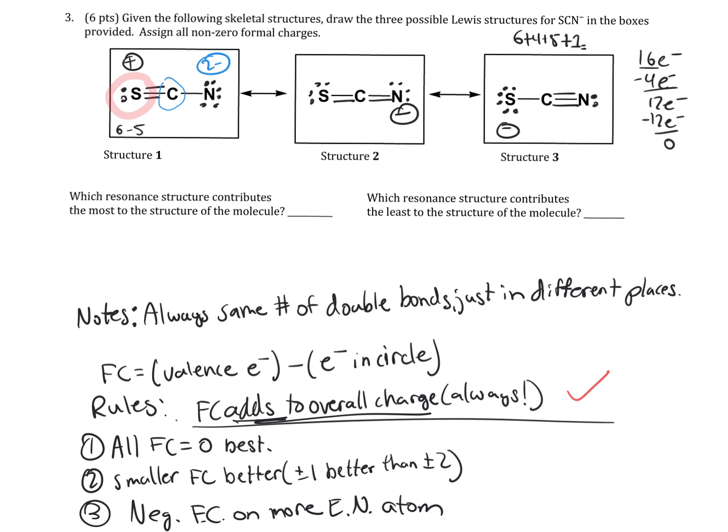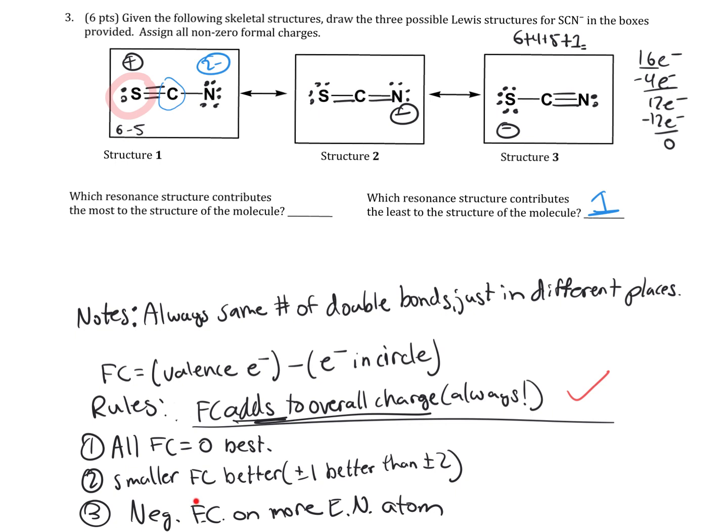Okay, then which resonance structure contributes the most to the structure of the molecule? Well, we apply our rules. All formal charge 0 is best. We can't do that, but smaller formal charge is better. + or -1 is better than + or -2. So rule number 2 immediately rules out structure number 1 because it has that -2 formal charge. So we'll say structure number 1 contributes the least because of rule number 2. The smaller the formal charge, the better.